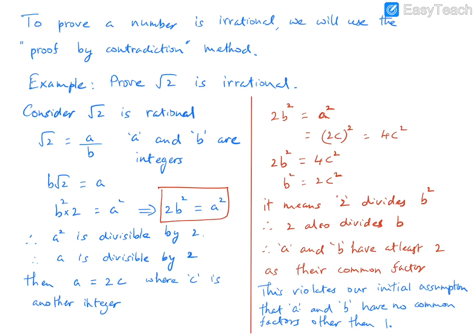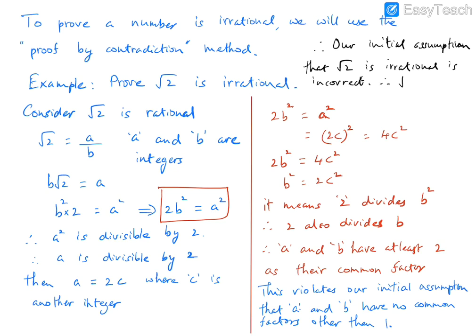So I'll write it here at the top. Therefore our initial assumption that square root of 2 is rational is incorrect.